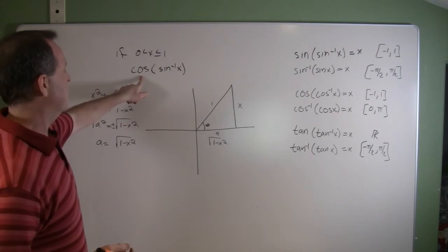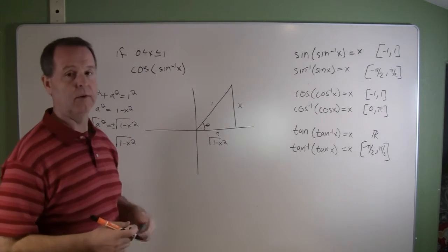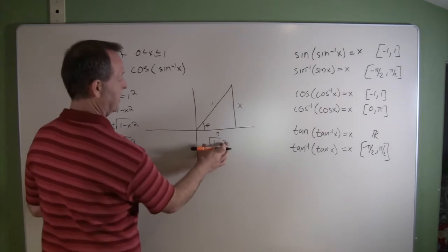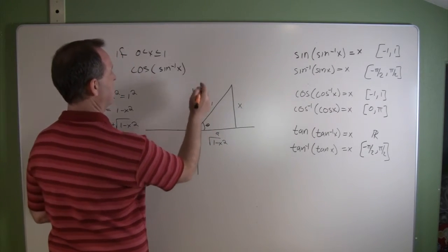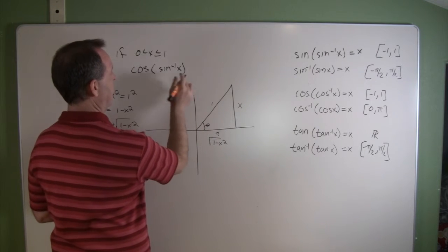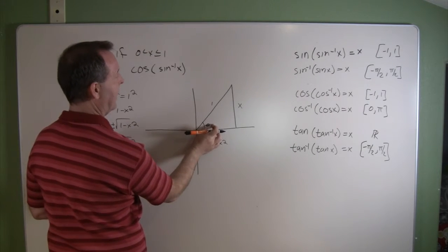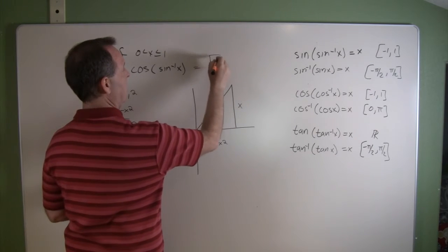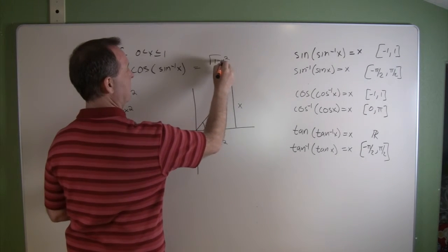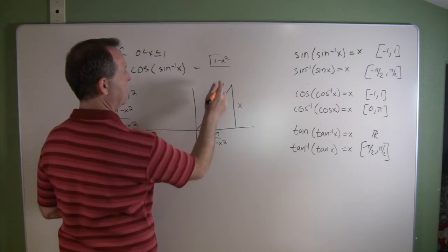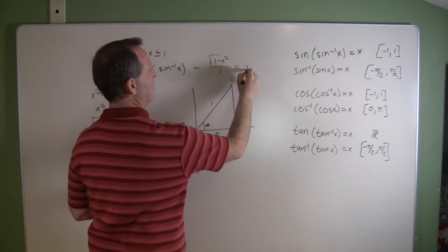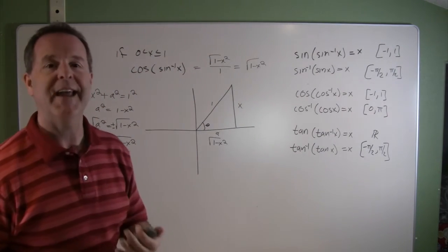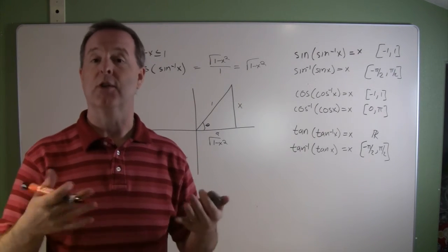And I was wondering what cosine is. I want to find out what's the cosine of this angle. And cosine was adjacent over hypotenuse. So the cosine of the inverse sine of x, or the cosine of this particular angle, equals its adjacent, which is the square root of 1 minus x squared, all over its hypotenuse, which is 1, and that just equals the square root of 1 minus x squared. So I was able to write that as an algebraic statement in terms of x.